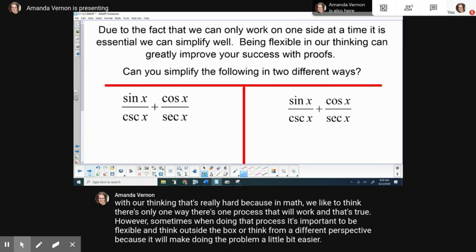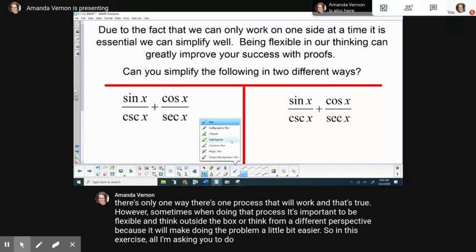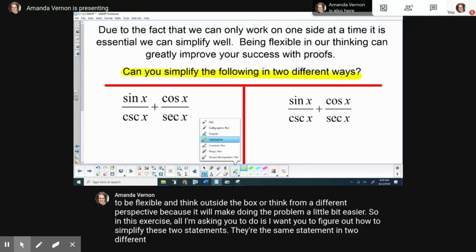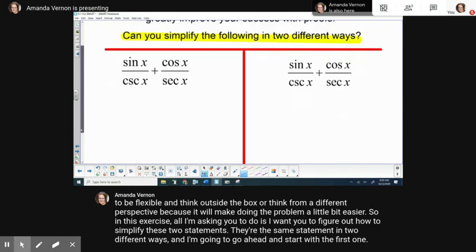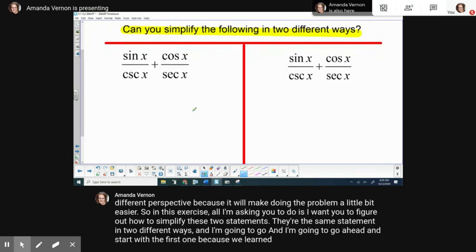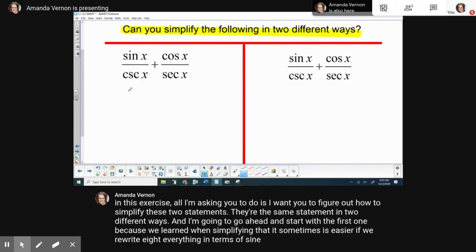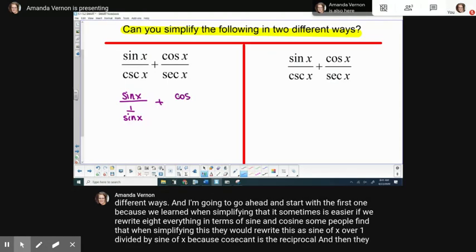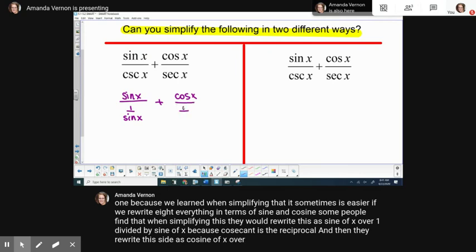So in this exercise, all I'm asking you to do is figure out how to simplify these two statements. They're the same statement in two different ways. I'm going to start with the first one because we learned when simplifying that it sometimes is easier if we rewrite everything in terms of sine and cosine. Some people find that when simplifying this, they would rewrite this as sine of x over 1 divided by sine of x because cosecant is the reciprocal. And then they rewrite this side as cosine of x over 1 over cosine of x.